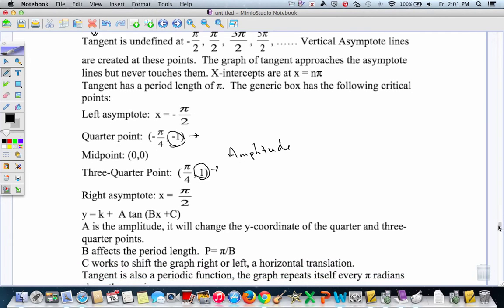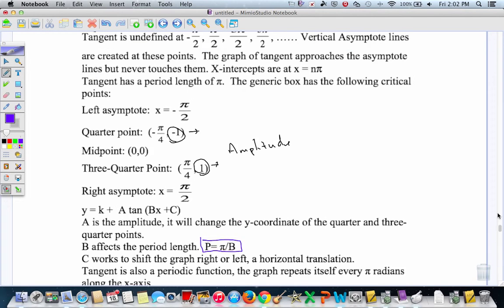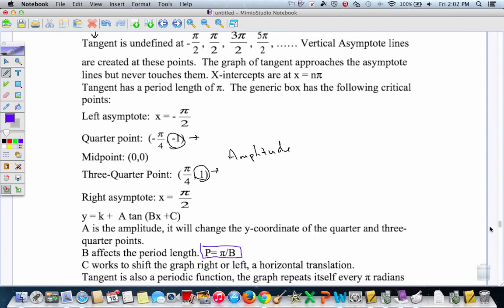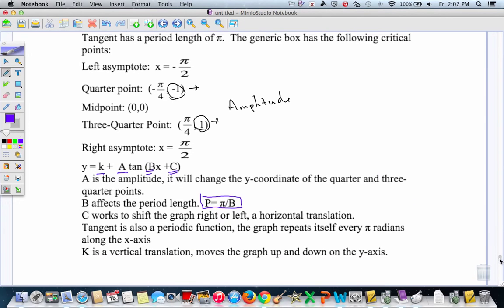Other than that, the same information applies to tangent that we worked with for sine and cosine as far as finding critical points and A, B, C, and K, except right here. Our period length, if you'll notice back up on our graph, goes from negative pi over 2 to positive pi over 2, which is pi units long. So period length is found by taking pi divided by b. If we recall from sine and cosine, that was 2 pi divided by b. So we have a different formula to find our period length. But past that, k is our vertical translation, a is our amplitude, b affects our period length, and c is shifting the graph right or left along the x-axis.